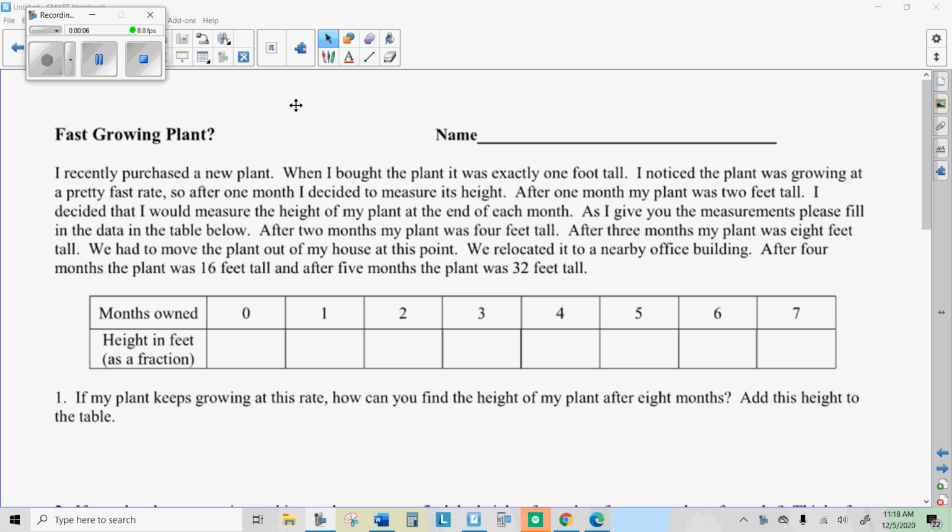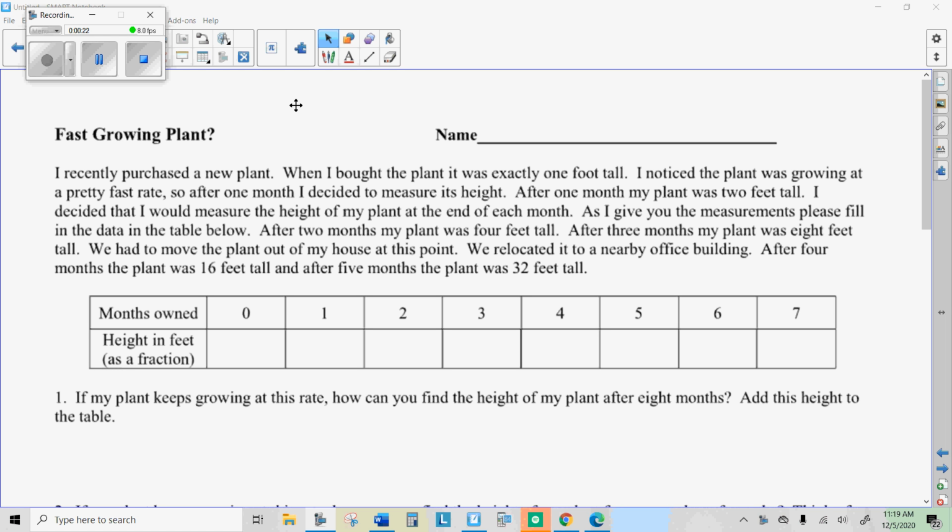It's Mr. Hermanson again. Today we're going to continue our lessons on negative exponents. We're going to do a little problem here where you should come to a very good understanding about what negative exponents do. Okay, so I recently purchased a new plant.